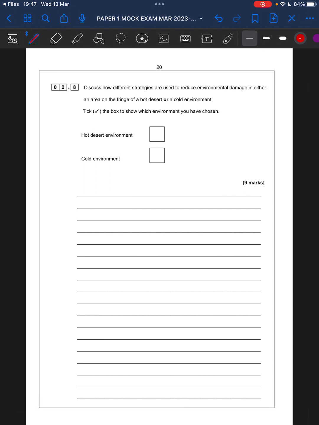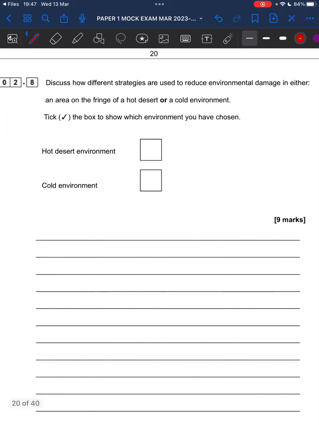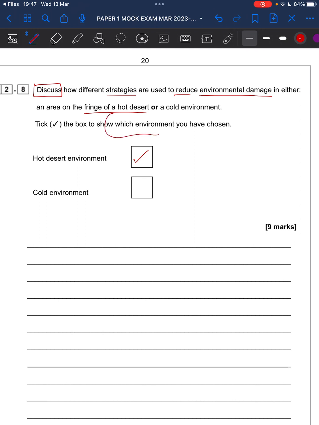So your 9 marker here for question 2, just have a little look. For us, it would be the hot desert. It's discuss different strategies to reduce environmental damage on the fringe of a hot desert. Now, if you manage to associate that with desertification, you are on the money. Well done.